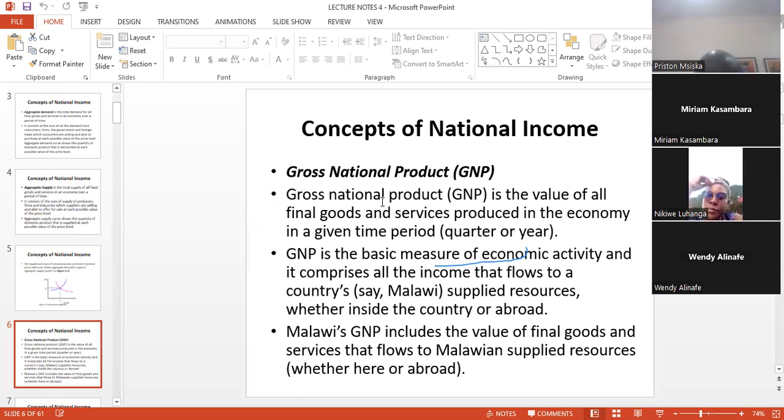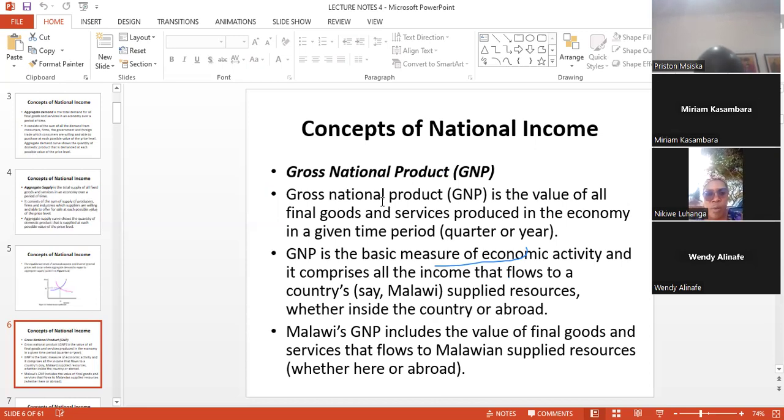We will not count labor, which is not Malawian. We will not count capital, which is not Malawian. We will not count entrepreneurship or companies which are not Malawians. So this refers to Malawian factors of production. That will give us gross national product. For resources which are not of Malawi, we will not include them in gross national product.